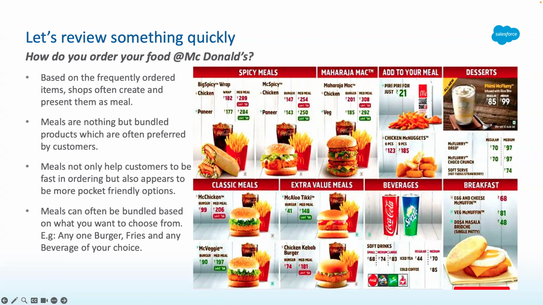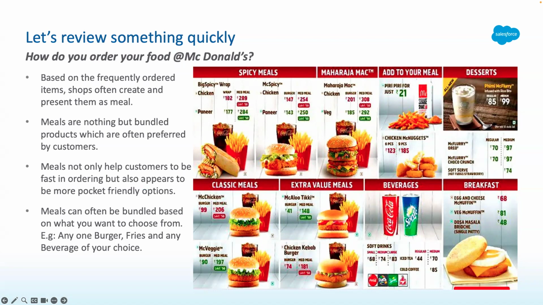So when I compare a meal, it not only helps my customers to place a faster order, but it's a pocket friendly option for me. So I have the features which I am looking for. I am looking for only 10 features. Let me buy only 10 features. I don't need 20 features along with it, which I'm never going to use.